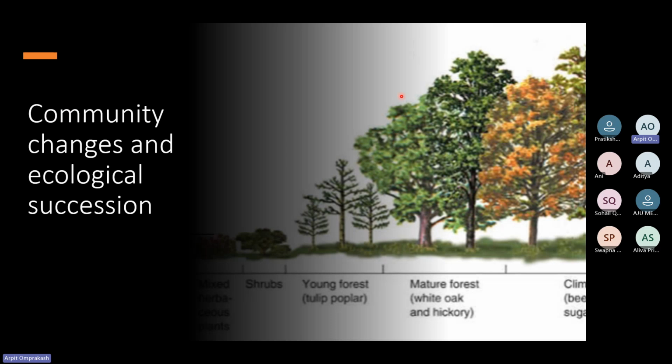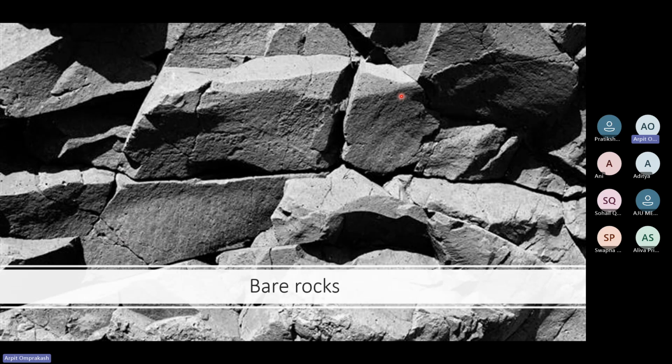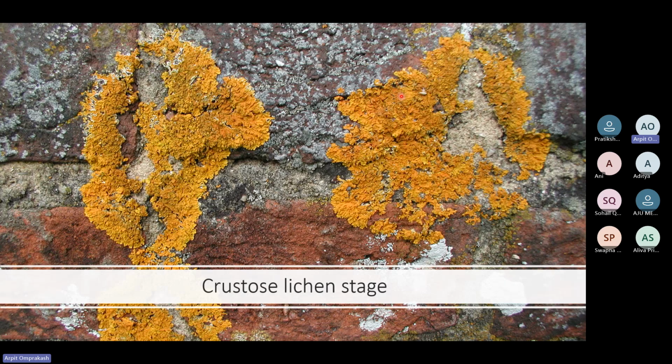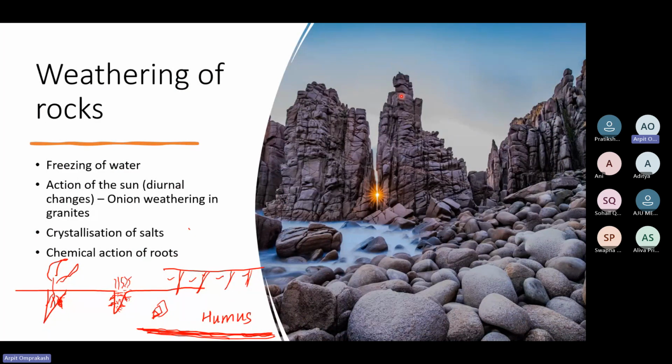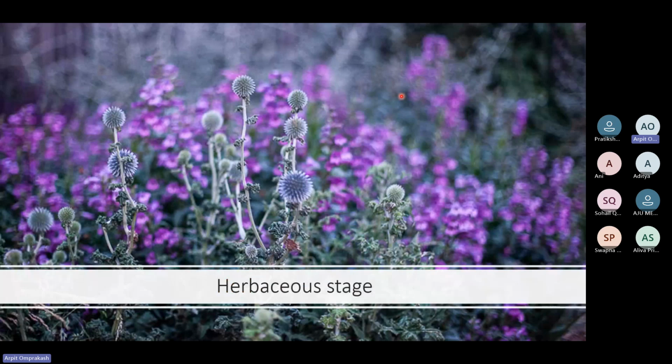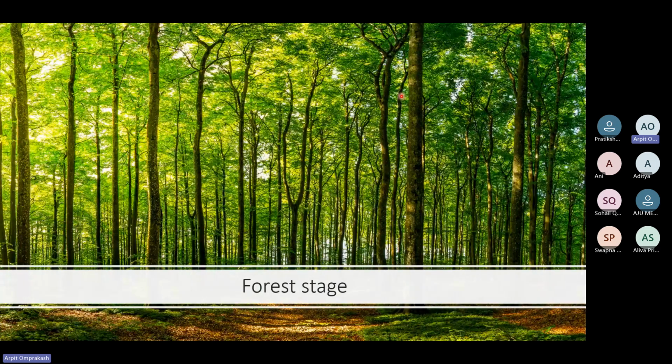Then we talked about community changes in ecological succession. Ecological succession is the process of change of species structure of an ecological community over time. We talked about how it happens from bare rocks to crustose lichen to foliose lichen to moss. These lead to weathering of rocks through the freezing of water, action of the sun, crystallization, and chemical action of roots, forming soil, which then leads to herbaceous and shrubby growths, finally leading into the forest stage, which is the final climax community.